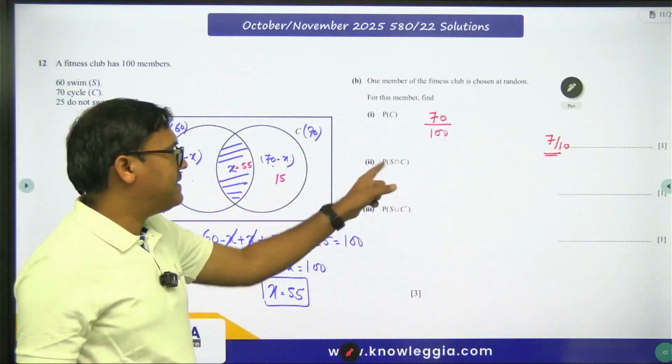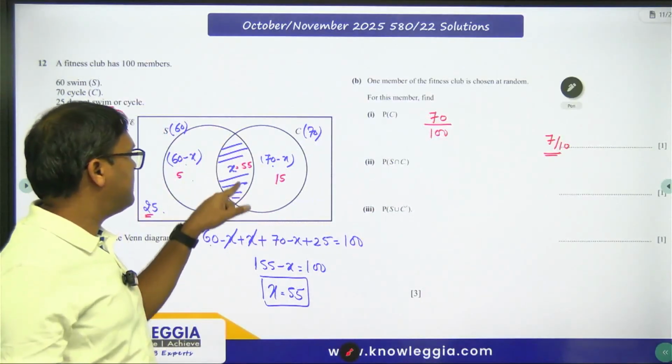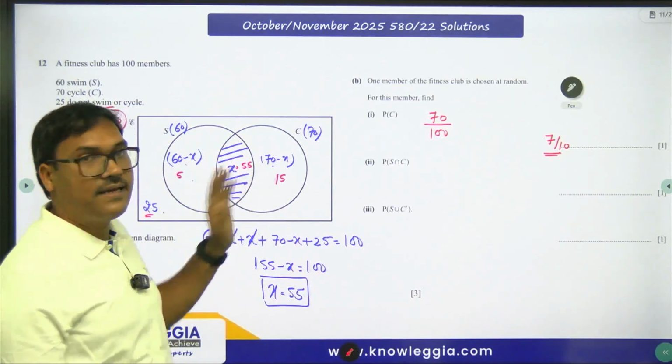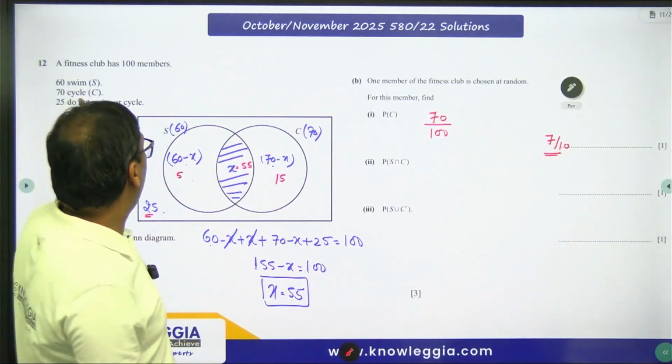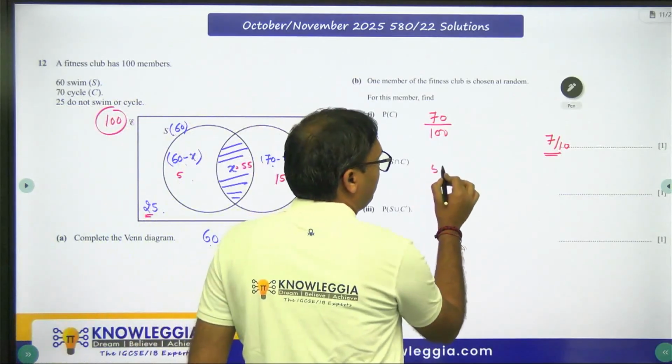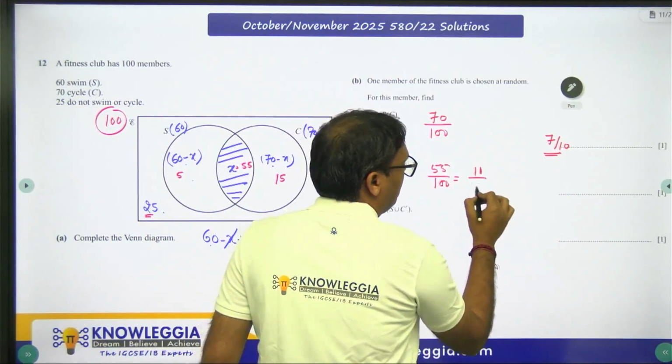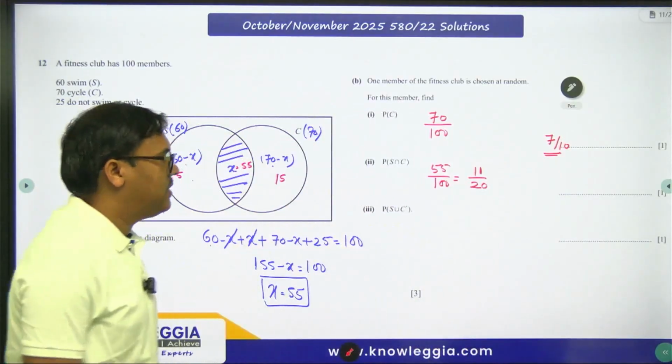What is the probability of S intersection C? S intersection C is this. That is 55. So there are 55 persons who are swimming and cycling. So 55 upon total is 100. So this is 55 upon 100, which is, you can see, 11 upon 20. Right?